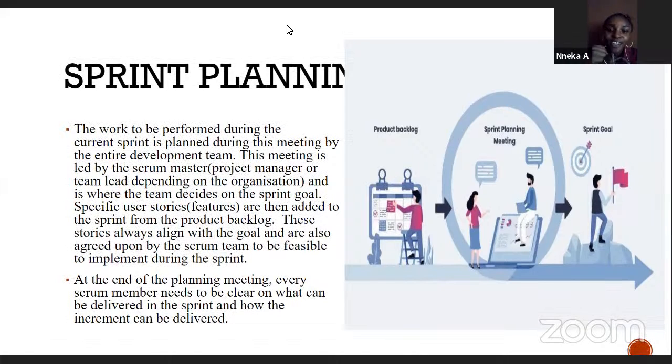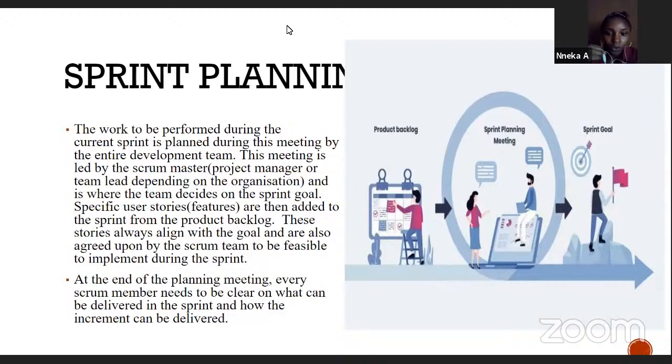Okay. So another example is sprint planning. Sprint planning is where we come together and say, in this sprint, this is what we want to achieve. For example, I want to achieve push notification in that particular time. That time allocated is called a sprint. Sprint planning is when we come together and decide how to go about achieving that. The work to be performed during the current sprint is planned during this meeting by the entire development team. The meeting is led by the Scrum Master or project manager or the team lead, depending on the organization.